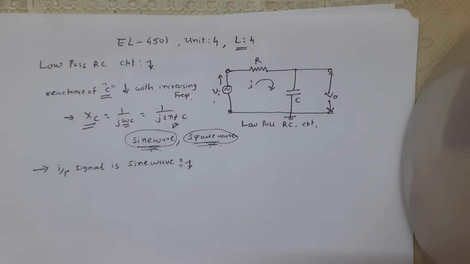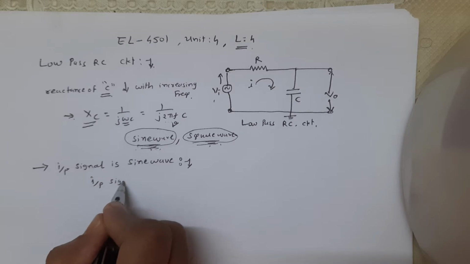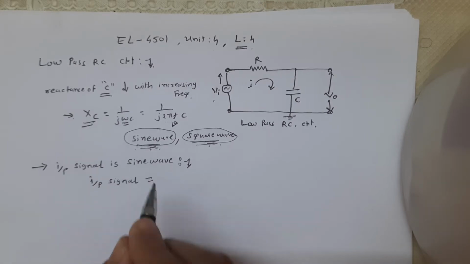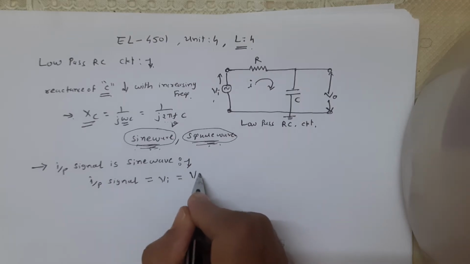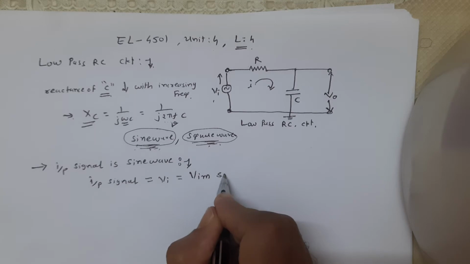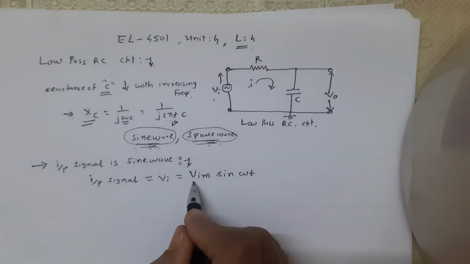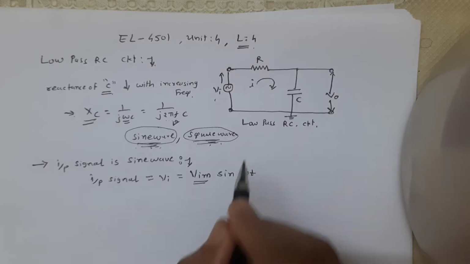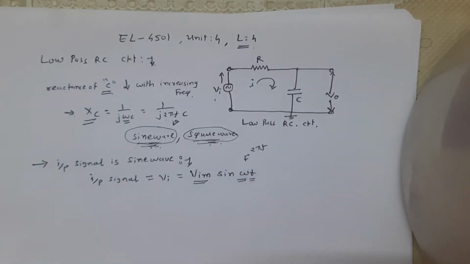So we consider what our signal is. Let the input be Vi, and we consider that Vi is equal to Vim sine omega t. This is our input signal, where Vim shows the amplitude, omega shows the frequency, it is equal to 2 pi f, and t is our time in seconds, and the waveform is a sine wave, right? So we discuss the equation Vi.